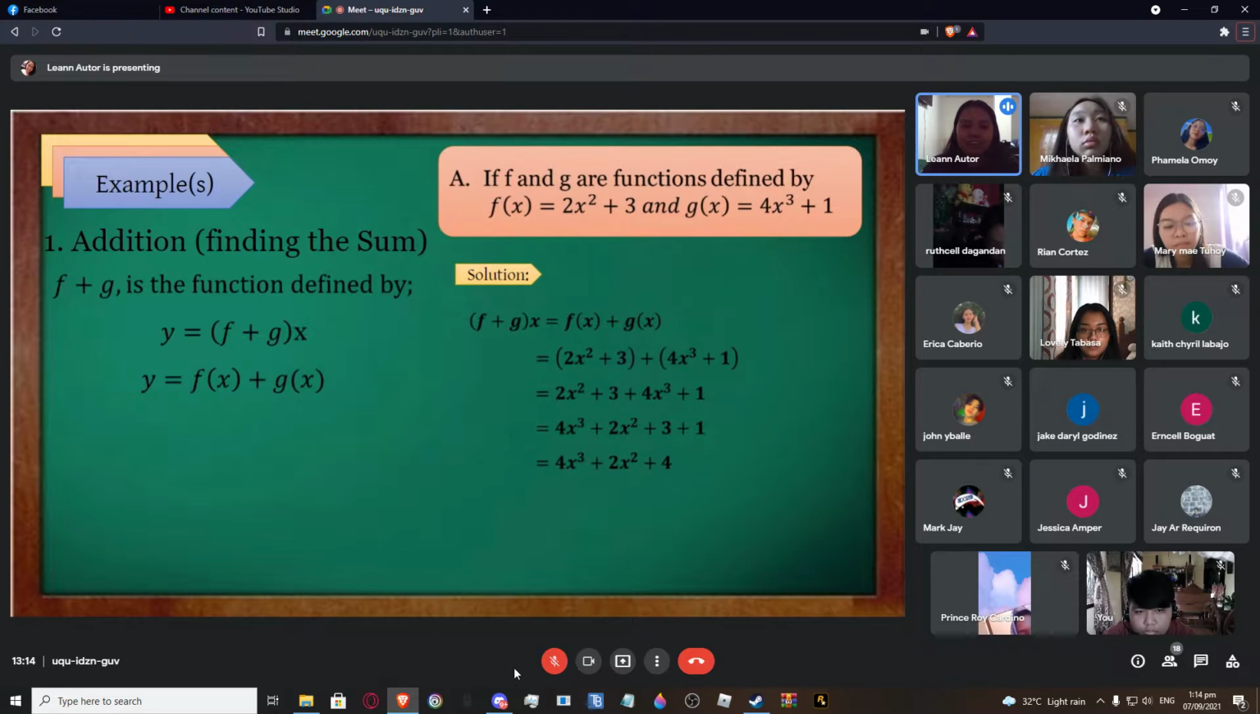Sige, let us try to dissect or figure out what happened here in this example. So again, ang atong value sa f of x is equal to 2x squared plus 3, and then ang g of x nato is equal to 4x cubed plus 1. Again, the first thing that you will do is copy. You will just copy the value of f of x, and then ang g of x, again, copy ra nato.